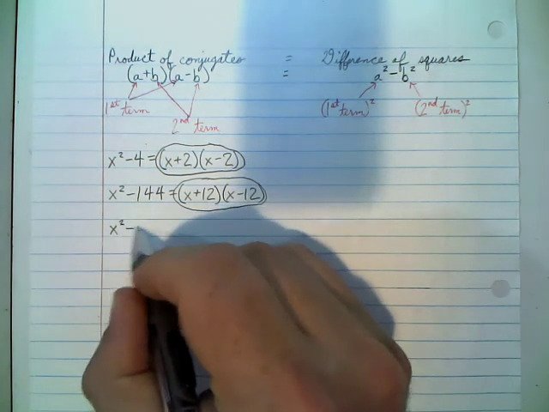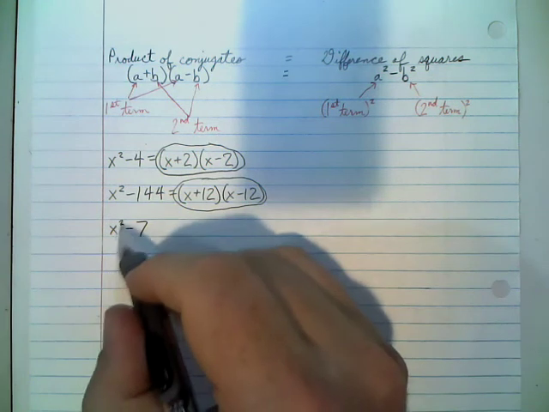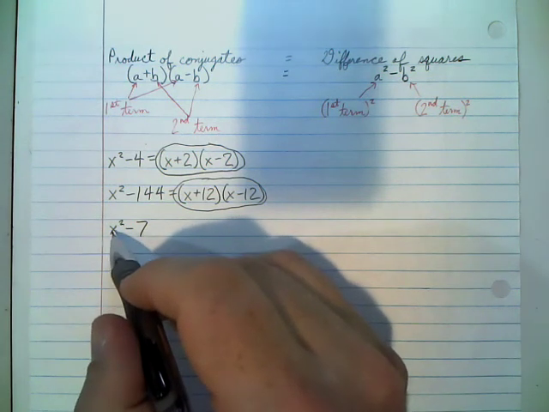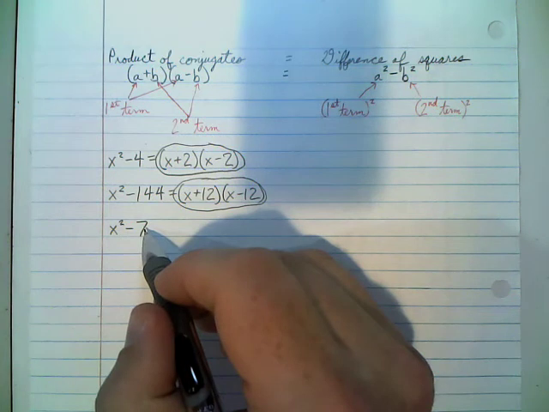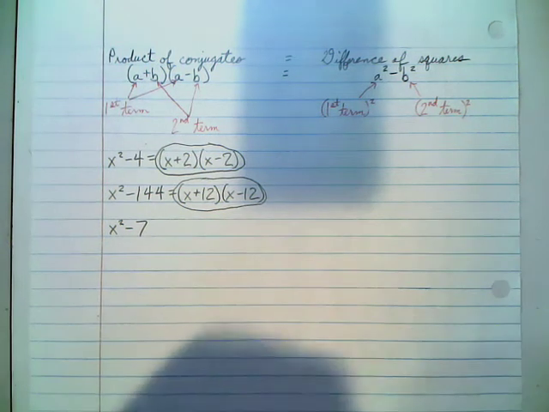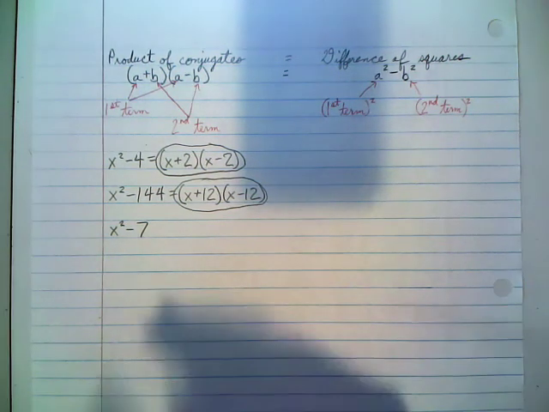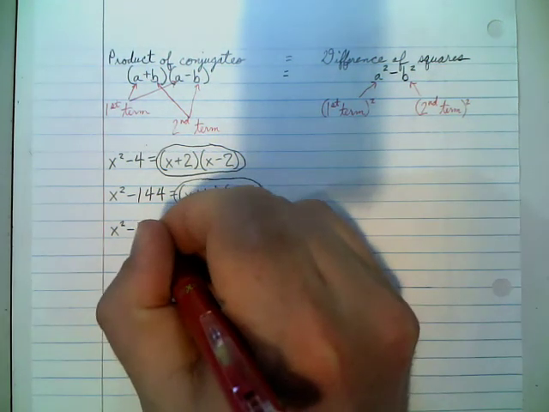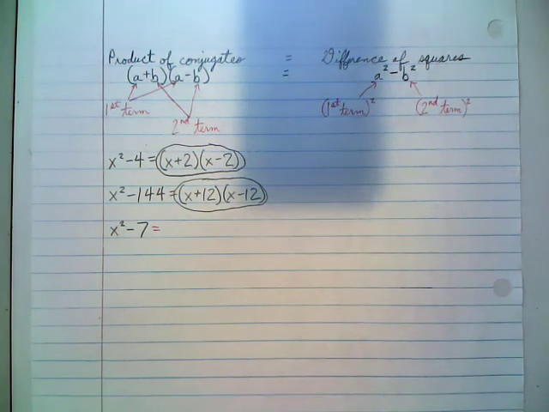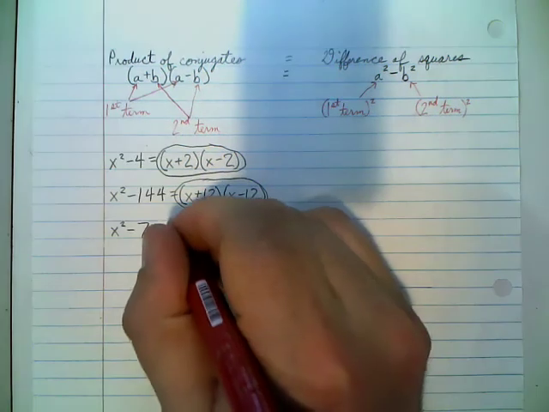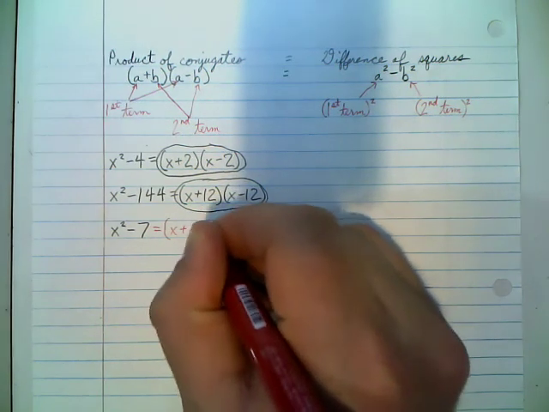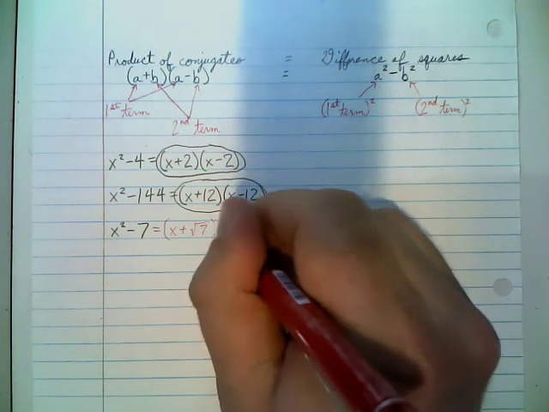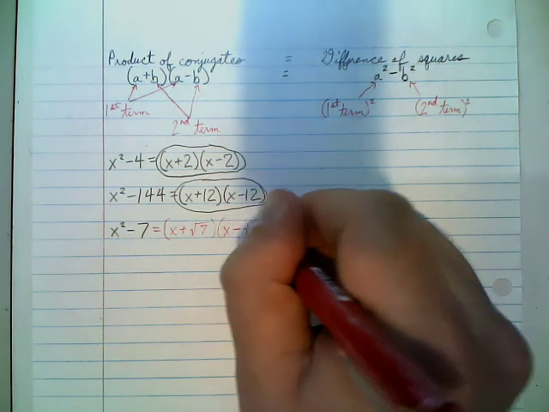X squared minus 7. So is this the square of something? Yes, it's the square of x. Is that the square of something? Well, nothing rational. However, we could split this up if we wanted to. Typically, though, we wouldn't split that up. But if we wanted to, I'm going to do this in red pen, we would just say 7 is the square of what? Well, 7 is the square of the square root of 7. So we actually could split this up into x plus the square root of 7 times x minus the square root of 7.